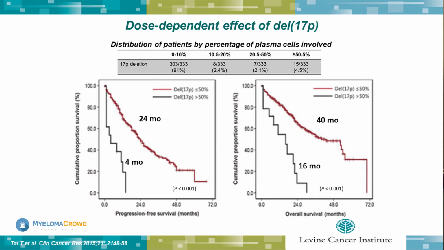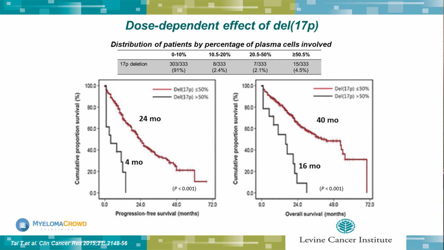So the last thing I want to do here is just tell you that, again, the devil is in the details. So we think we know what high-risk disease is, but it's very complicated. So this is an example of what we call dose-dependent effect of deletion 17p. So this has been reproduced by a number of different groups at this point. And the take-home point is this.